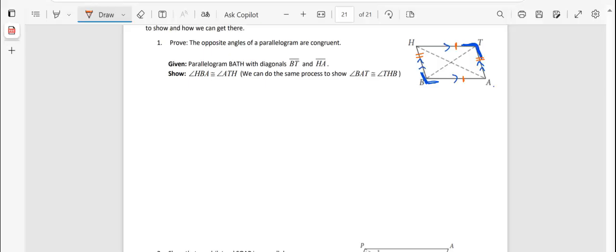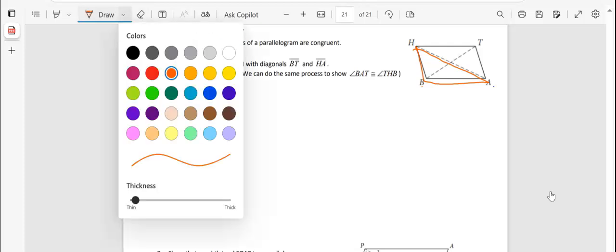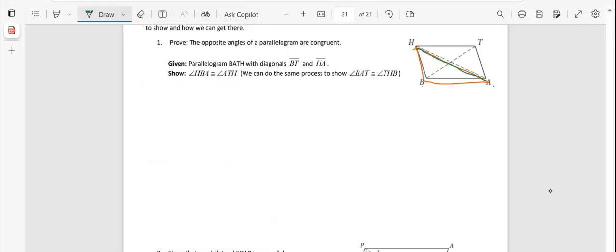Again, let's think about our triangle congruence shortcuts. We are trying to show that angle B is congruent to angle T. Now, I'm going to erase some of these marks here, but I want you to remember that they're there because we're going to use them. So I'm going to ask myself, what triangles contain these angles? And I see there's this triangle here and this triangle here. And so those are going to be the triangles that we're going to use for our proof.